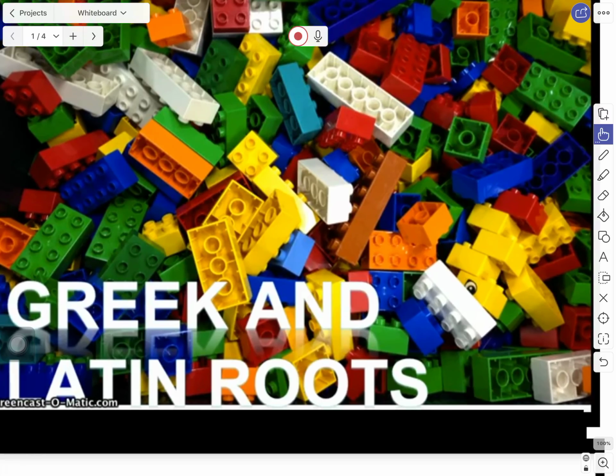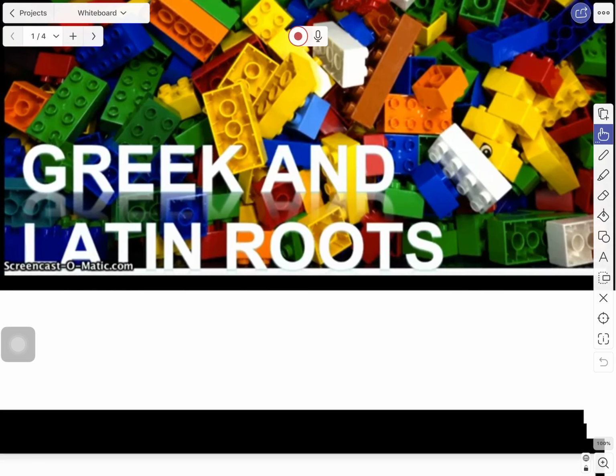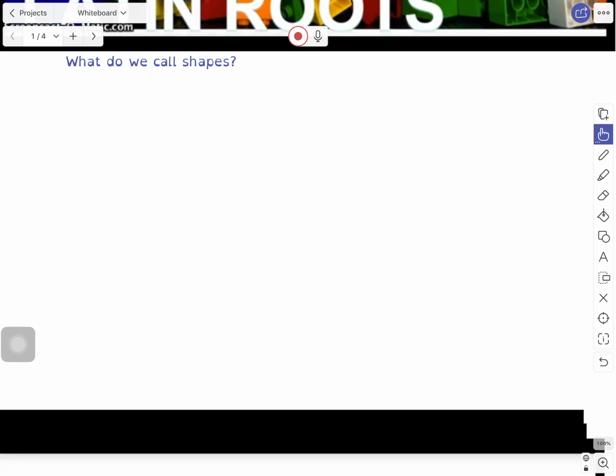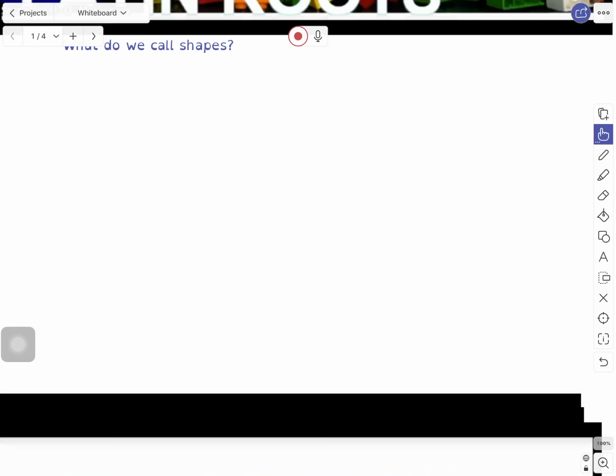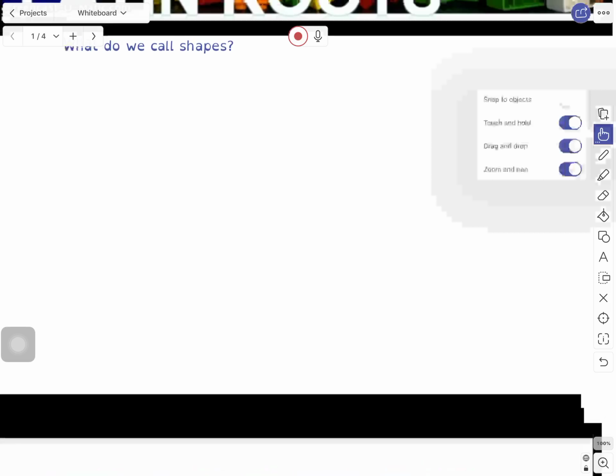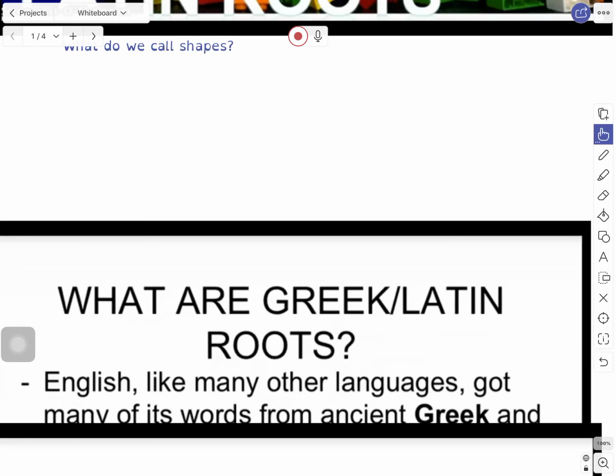Think of these roots as one Lego. By itself, it could be something, but when you put it together with something else, it creates this new larger piece, doesn't it? That's what a Greek and Latin root is. So let's look for some more information. Okay, that's not it.